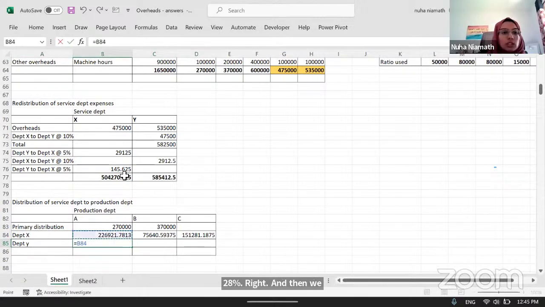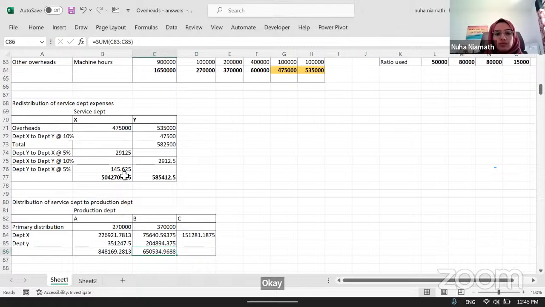And then we have department Y, which is equal to this into 60%, and we have this into 35%. So we get a total of 5%. This is your final amount to be distributed.